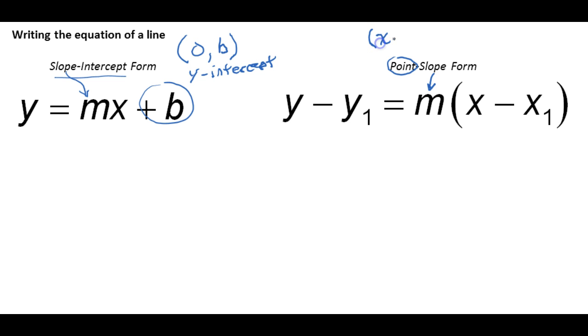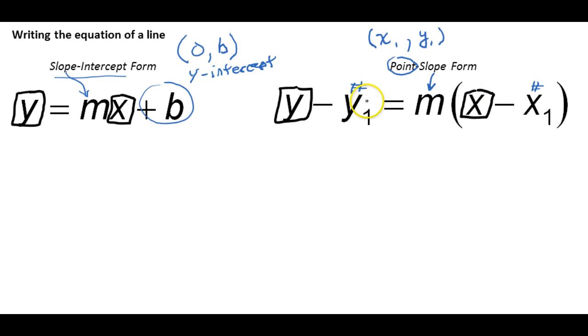It can be any x value and any y value, and we use the notation, the subscripts of 1, to denote that a number is going to go here and a number is going to go here. Now remember, you're writing an equation. So when you're writing an equation, this stays y and this stays x because you're trying to write the equation. So this y stays and this x stays as an x. The numbers go in the other spots.